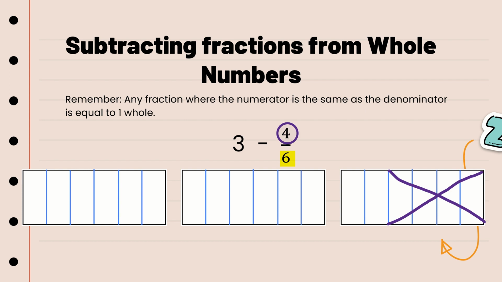We're going to use the numerator to figure out what we're taking away. So 4, I'm going to cross out 4 of those segments from one of the wholes and then count what I have left. I have 2 wholes left over, and then I have 2 out of 6, which is also equal to 2 wholes and 1/3.